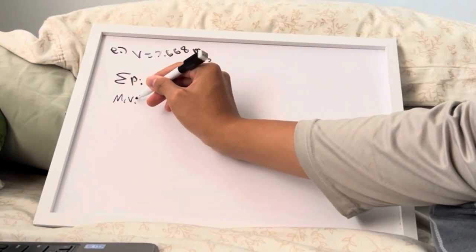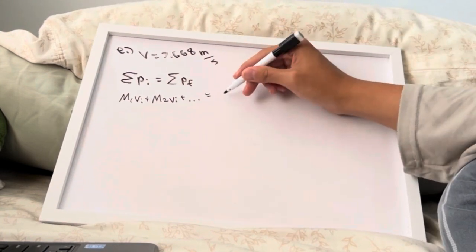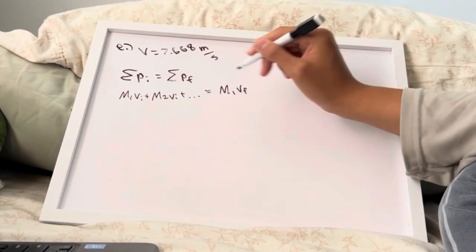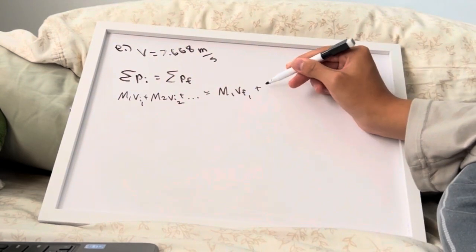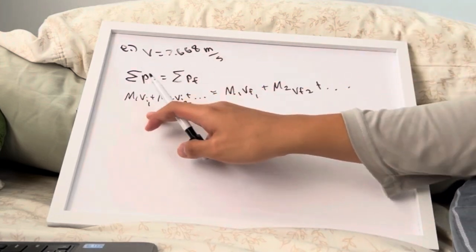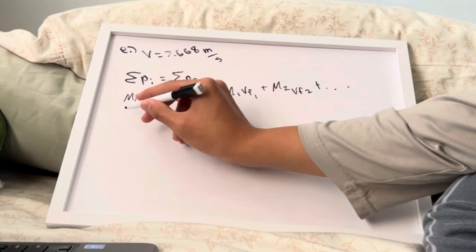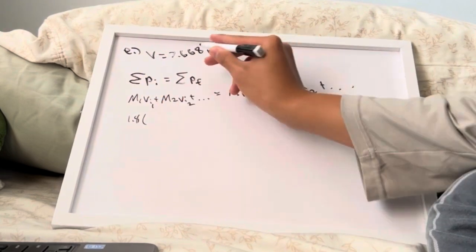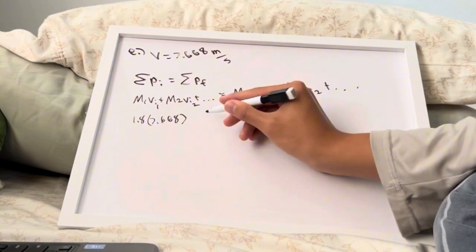It's going to be m1 vi plus m2 vi plus all other terms necessary is going to be equal to m1 vf. I could do vi1, vi2, vf1 plus m2 vf2 plus dot dot dot, right? But I don't need really any of these. I only need to look at this and that. So I'm going to do m1, which is 1.8 times vi1, the speed of the steel ball before collision. And this one, the speed before collision, was 0, so I can just leave that there.